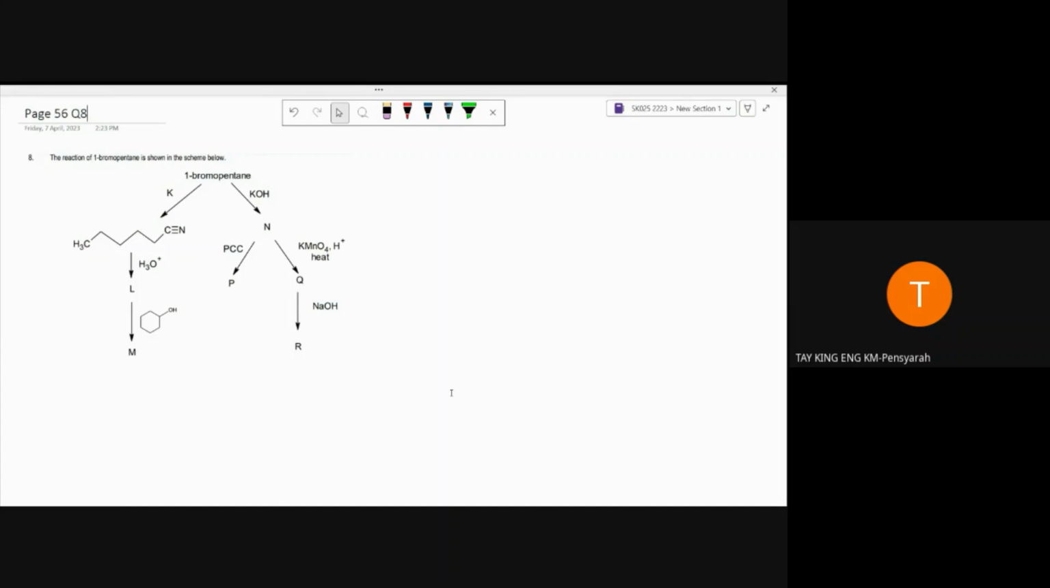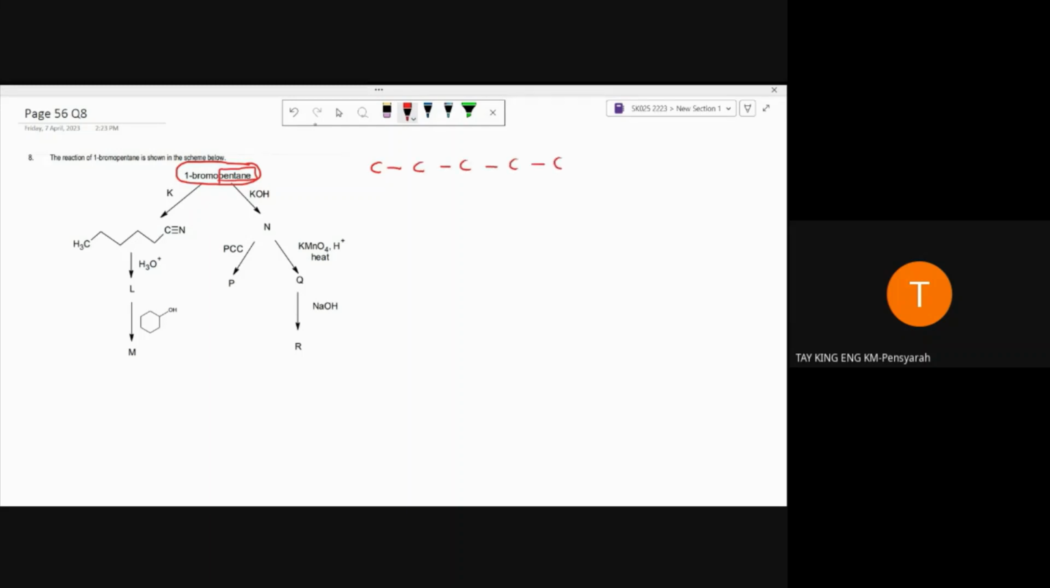Okay, so I will start with question 8. So we start from the top here, 1-bromopentane. So 1-bromopentane means pentane. When we want to draw the structure, we always start from the parent. So pentane has 5 carbon. So we draw 5 carbon first.